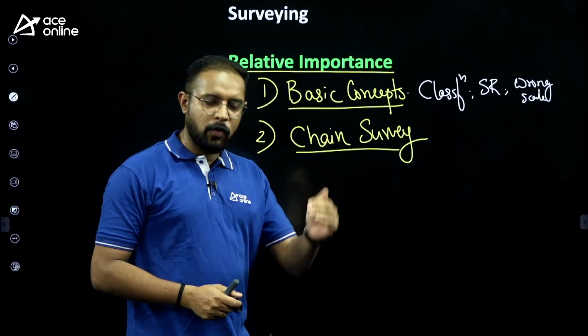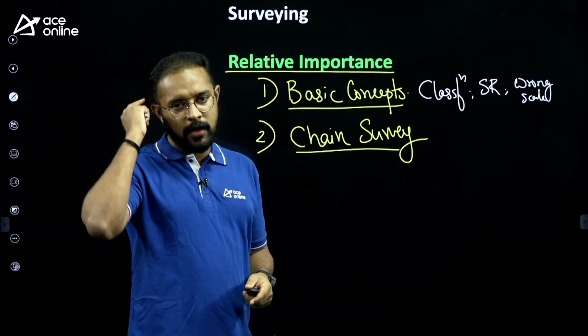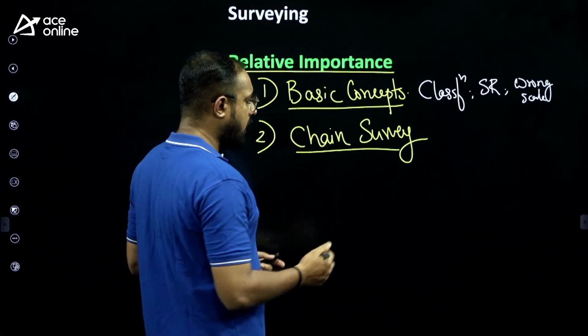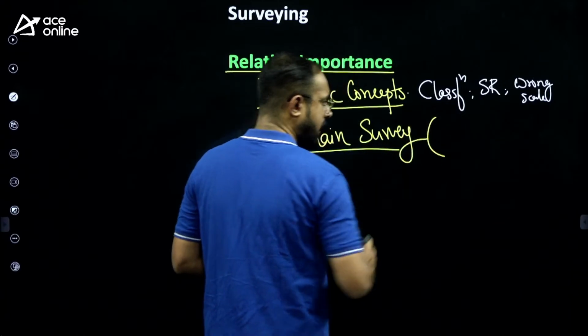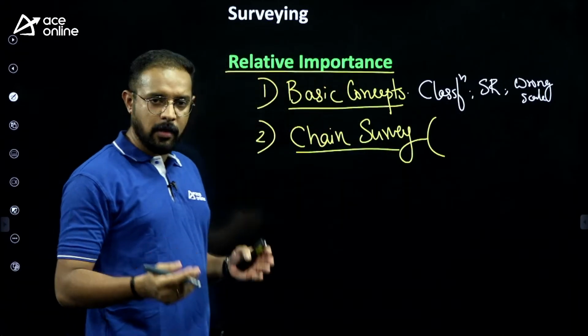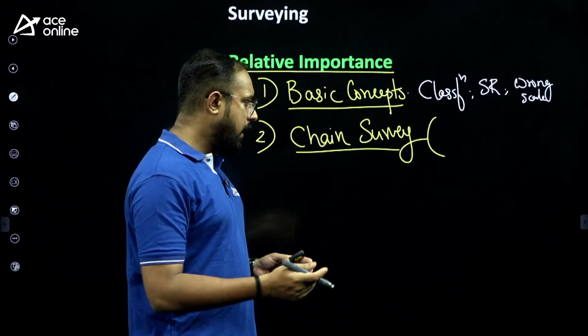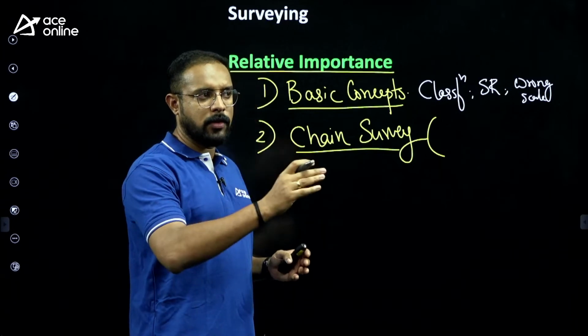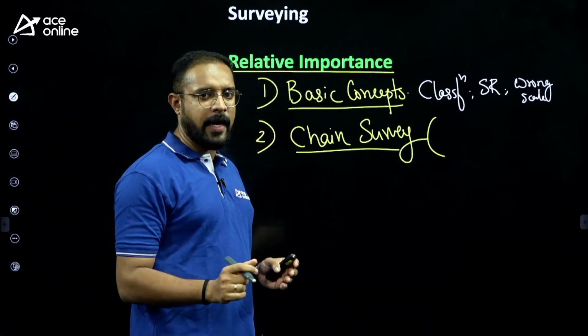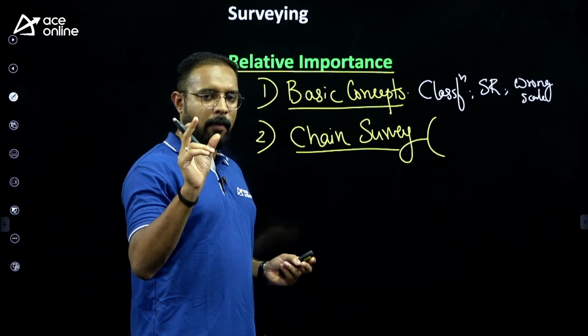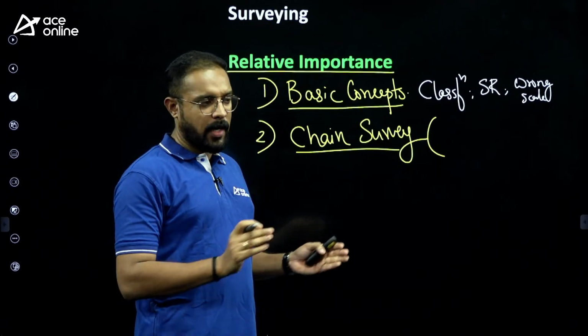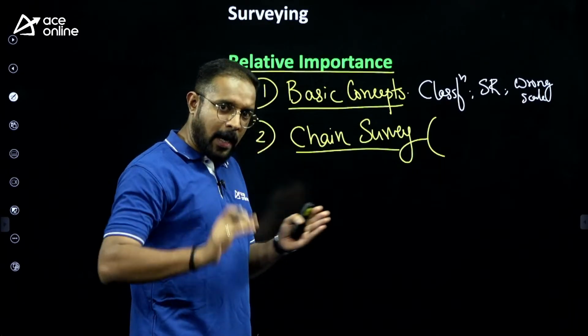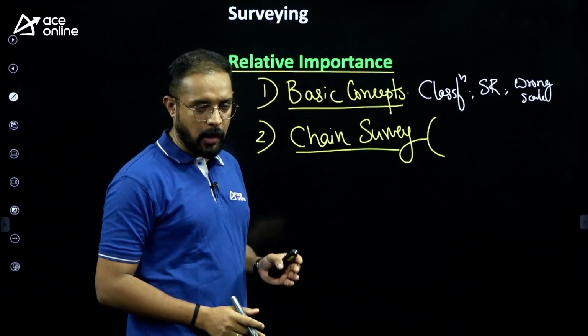So here, how to measure horizontal distance? This is what they are introducing. Here in chain surveying, you should know the basic principle of chain surveying. What is the working principle here? Based on that working principle, in the last 3-4 years in GATE, they have asked about the well-conditioned triangle. What are the questions framed around this well-conditioned triangle? Please go and find out yourself.